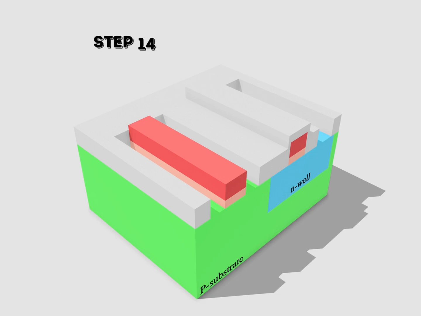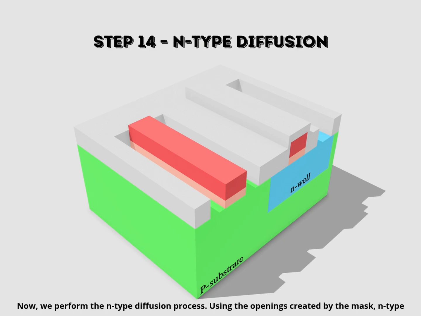Step 14. N-type diffusion. Now, we perform the N-type diffusion process. Using the openings created by the mask, N-type impurities such as arsenic or phosphorus are diffused or implanted into the exposed regions beside the NMOS gate. This forms the source and drain regions for the NMOS transistor. After diffusion, the wafer is annealed at a high temperature to activate the dopants and repair crystal damage caused by ion implantation.